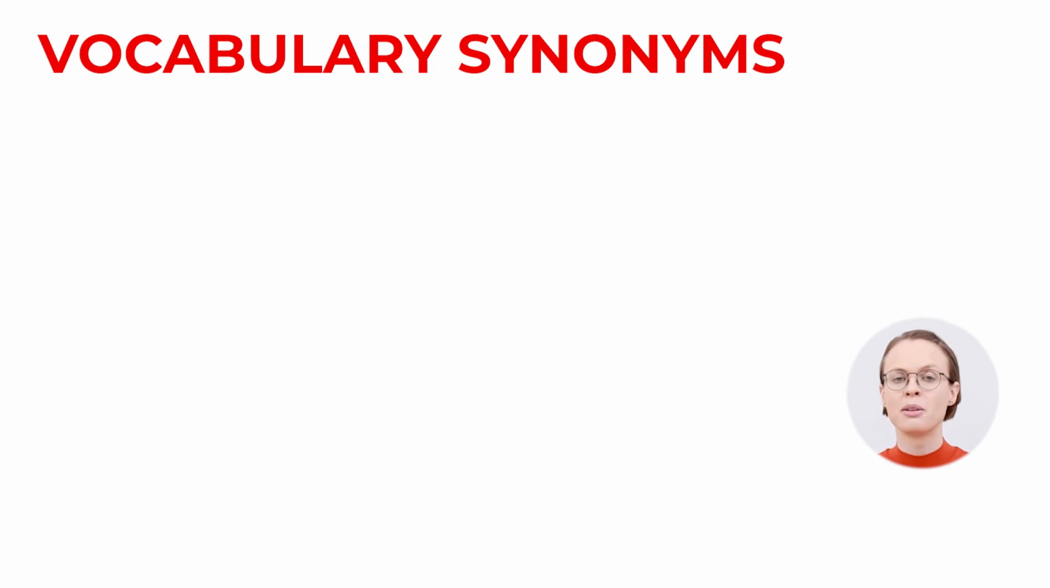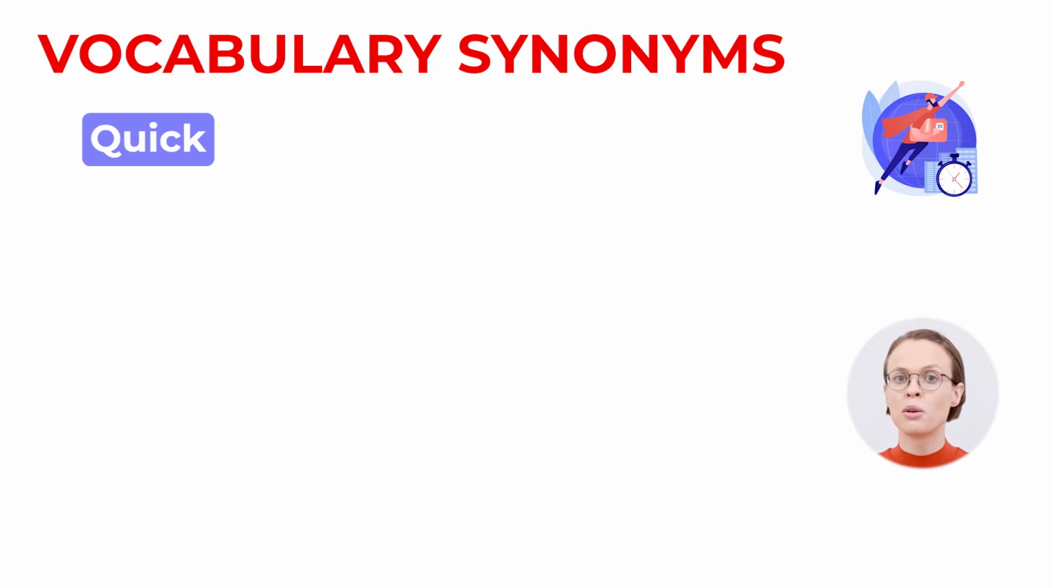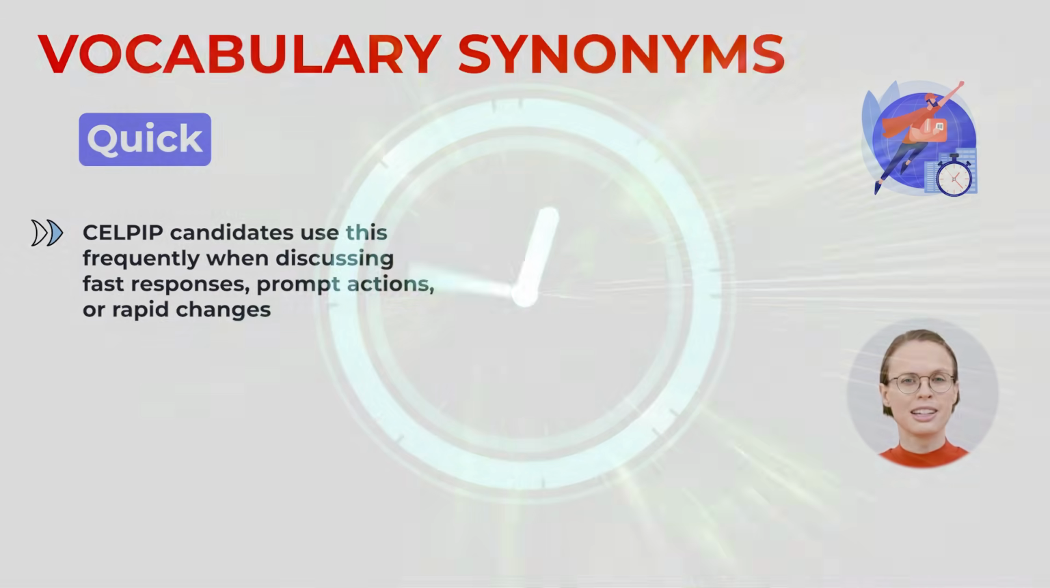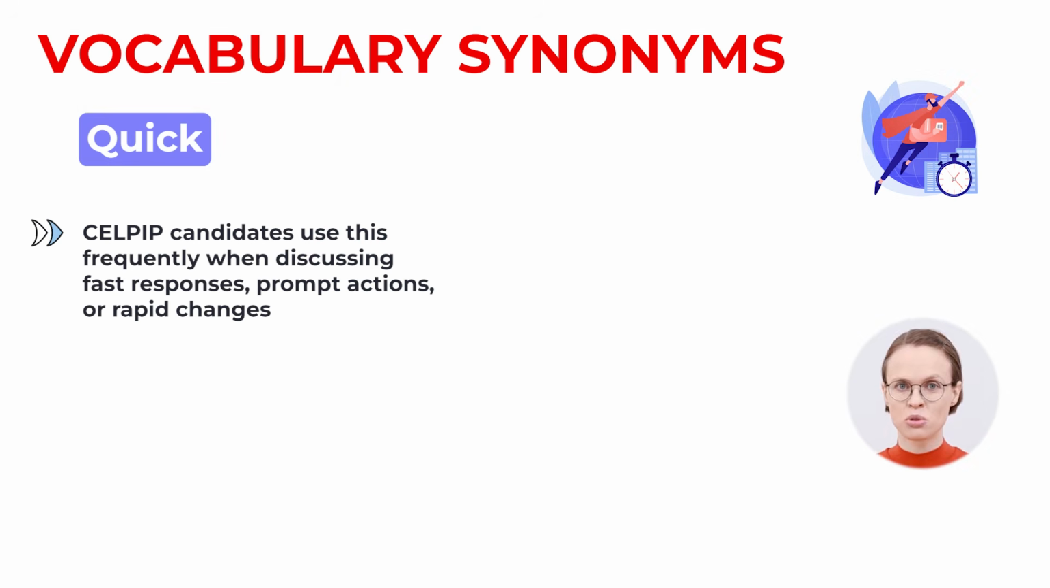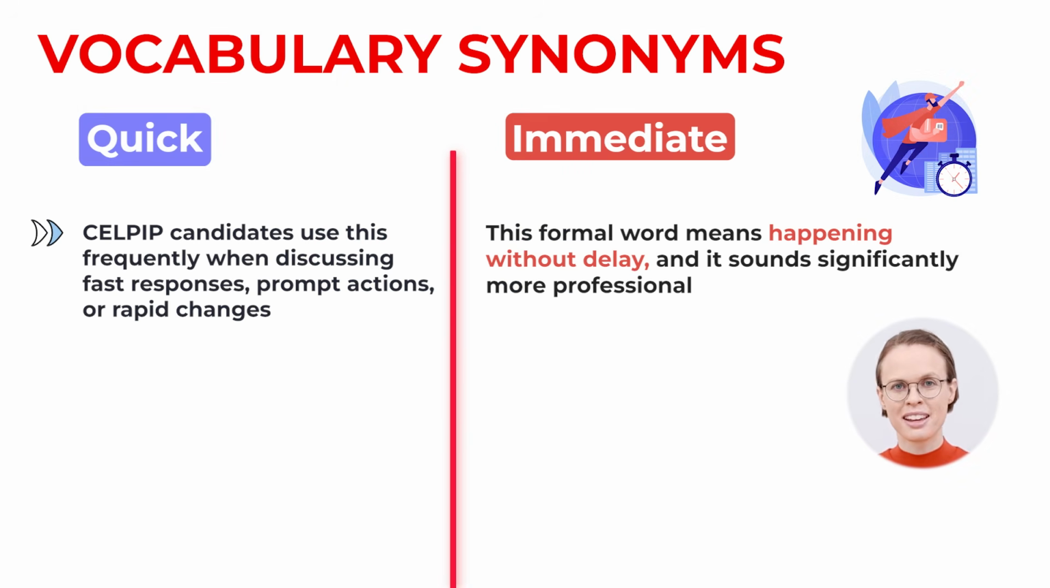Here's another basic word that appears everywhere. Quick. Many CELPIP candidates use this frequently when discussing fast responses, prompt actions, or rapid changes. A much better choice is immediate. This formal word means happening without delay, and it sounds significantly more professional.